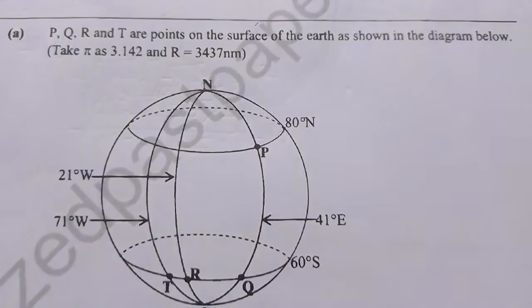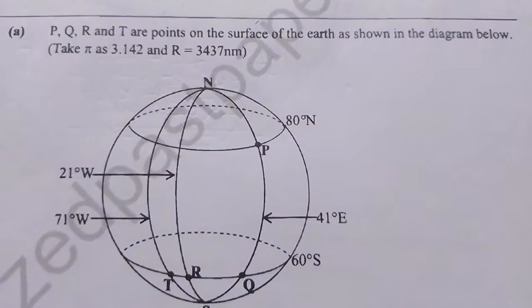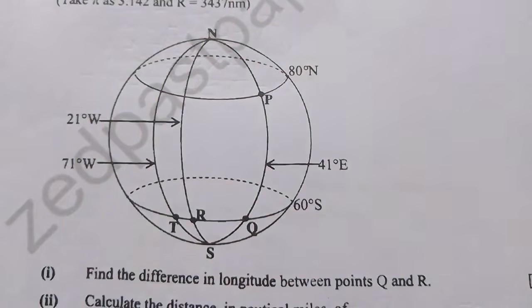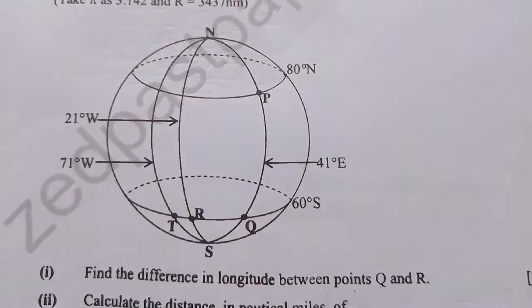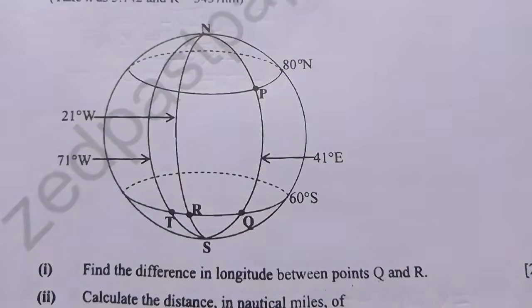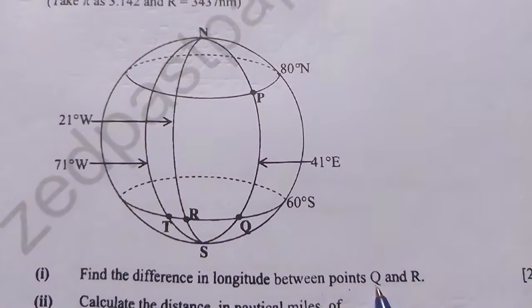So then the question is saying P, Q, R, and T are points on the surface of the Earth as shown in the diagram below. This is how it is. Then the first question, this is the first question which is given here, saying find the difference in longitude between points Q and R. So you find the difference in what? Longitude. That's the difference in longitude between Q and R.